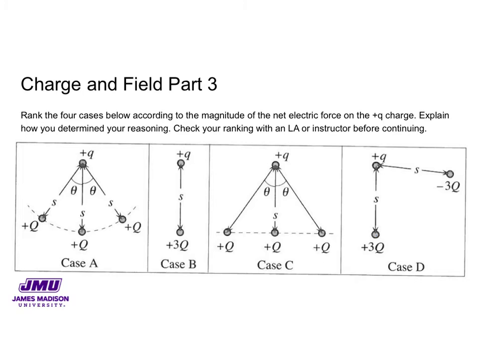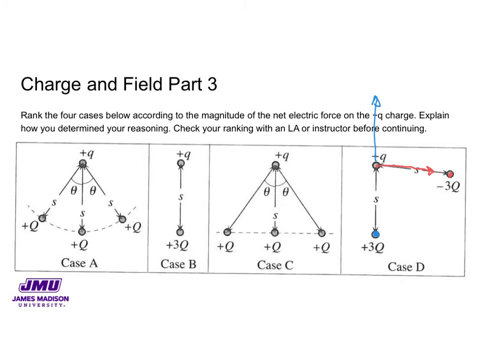In case D, I have this positive 3q that will repel little q, and that is therefore exerting a force in this direction. I then have the negative 3q over here that is exerting a force on little q, but it is positive little q and a negative 3q in this case, so it will have an attractive force of that same magnitude, but in a different direction.